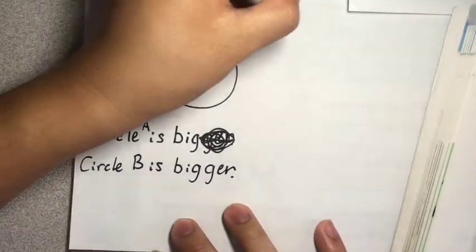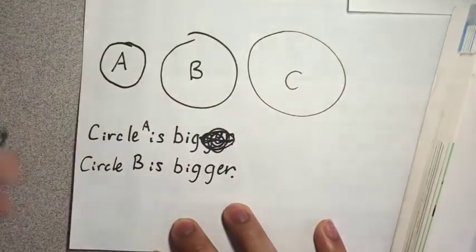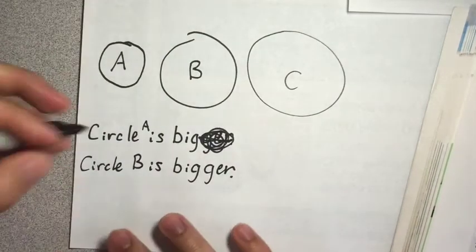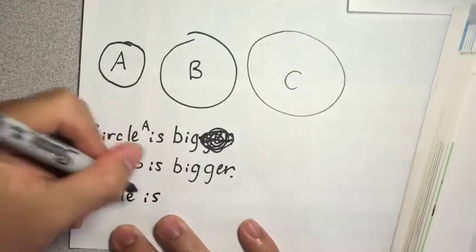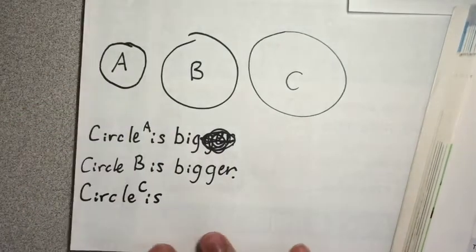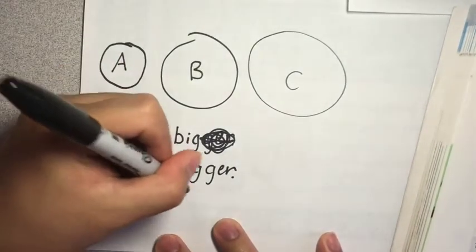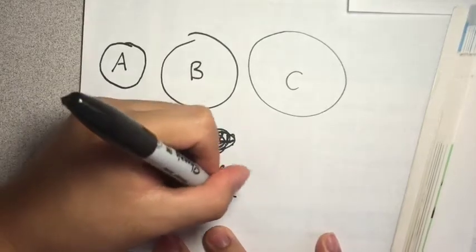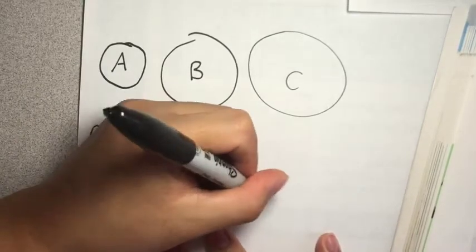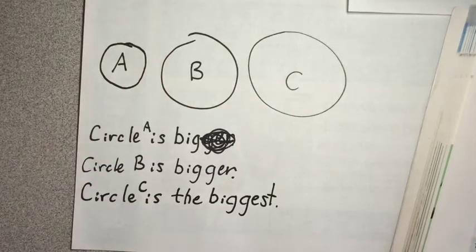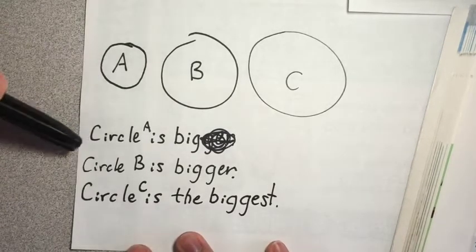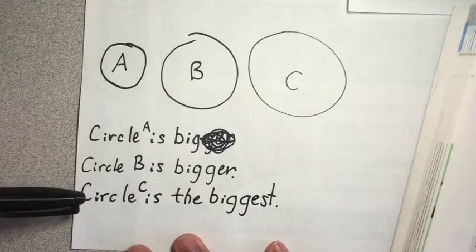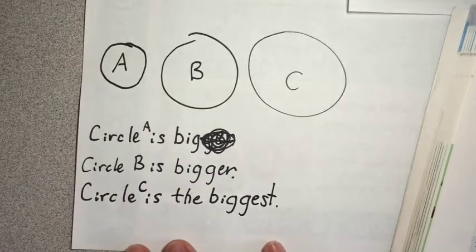And now let's draw circle C. Circle C is what? Circle C is the biggest. Circle A is big. Circle B is bigger. Circle C is the biggest.